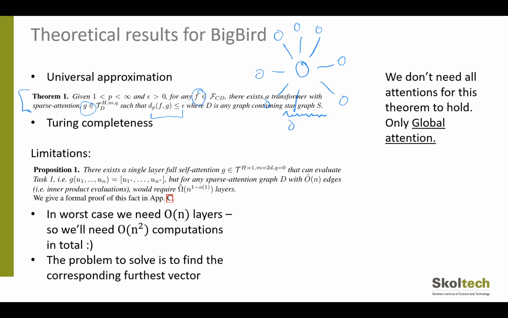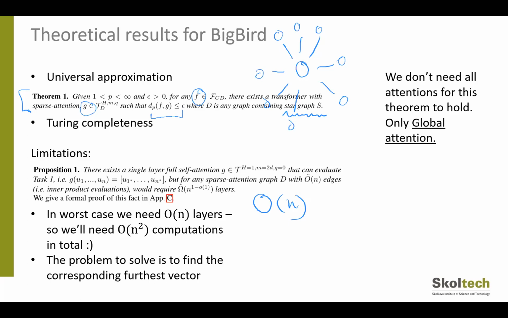Also, this Big Bird is Turing complete, and we can calculate everything in the end, which I think is good, but I suppose there is no surprise in it. Also, it's important to state that there are some limitations when we're considering these models. The proposition in the article says that sometimes to solve some kinds of problems, in particular, when we want to find the vector that is farthest from the vector for each token in the sequence, then we, in the worst case, will need O(n) layers.